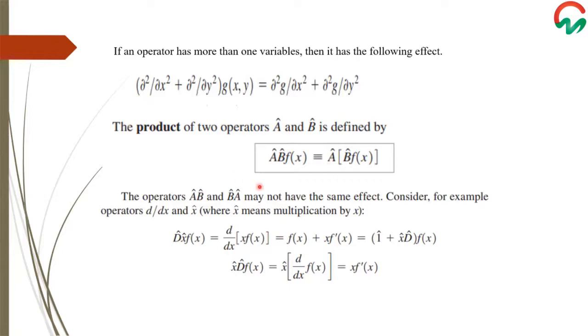For the operators A and B, AB and BA may not have the same effect. Consider, for example, the differential operator d by dx and x, which is simply multiplication by x. When these two operators are applied in different orders, we see that their results are not the same. So we can say that AB and BA are two different operators in this case.